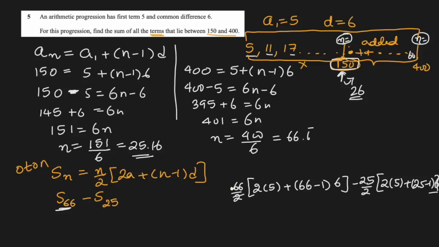Alright, this cancels out easy. 33. 10 plus 65 times 6 will be 390. 390, yeah. Minus let's say 12.5 here, which is 25 over 2. 10, you can use a calculator. I'm just doing some mental math here. 24 times 6 will be 144 plus.